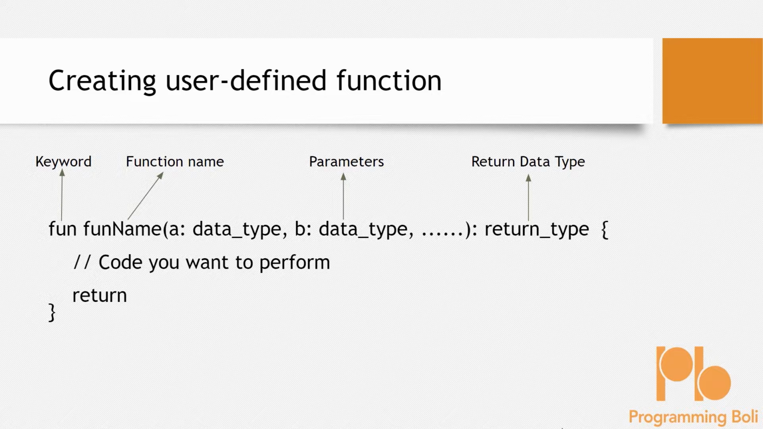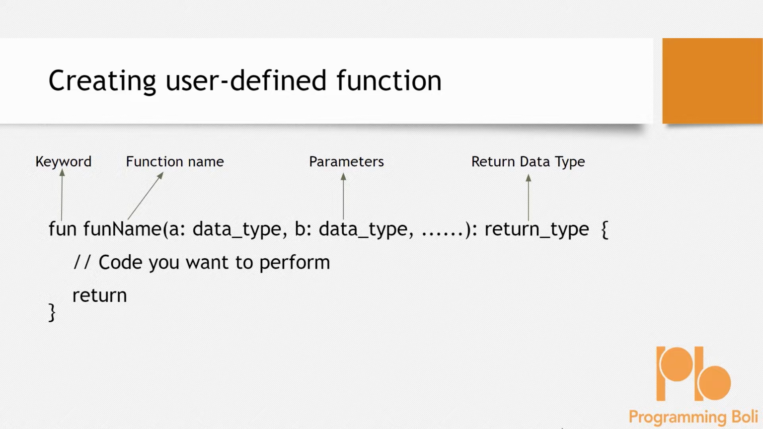Then there are parameters. Let's take an example of adding two numbers. If you want to add two numbers, basically you want the two numbers first. So how will you take the two numbers actually? For taking the two numbers, we use parameters.